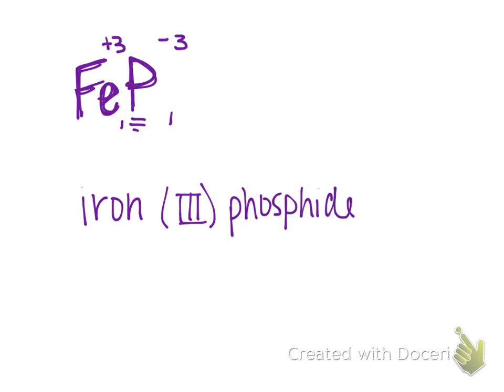Tricky, huh? Okay, so working backwards from our formula takes a little bit more work because we have to figure out which version we are using, and then you have to make sure you include that Roman numeral. Does that make sense, how we worked backwards from that? Start with your anion because your anion never changes charges. Okay, let's try another one here.